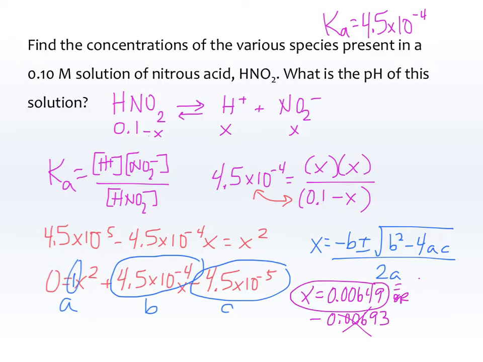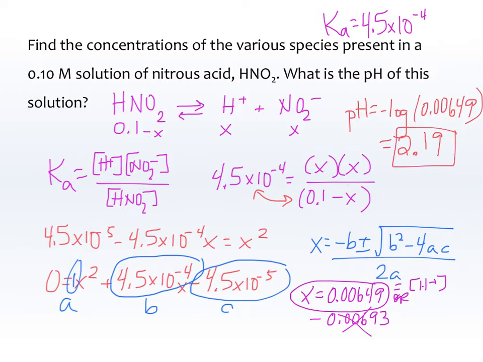Remember, x is equal to H plus. So if I want to find the pH, pH is the negative log of H plus, which is the negative log of 0.00649, which gives you 2.19 for your pH. And that's not the only thing the question is asking for. It's also asking for the concentration of HNO2, NO2 minus, and H3O plus.